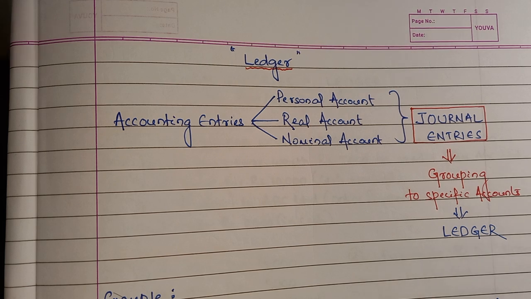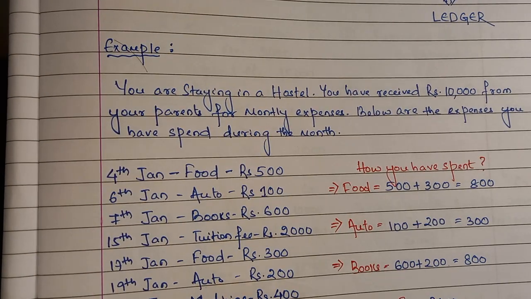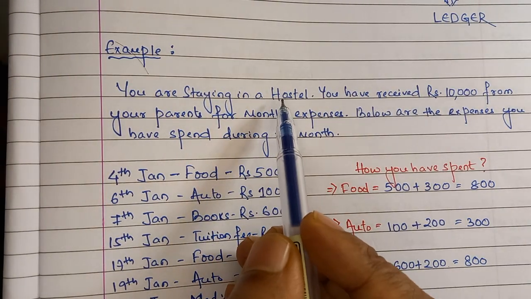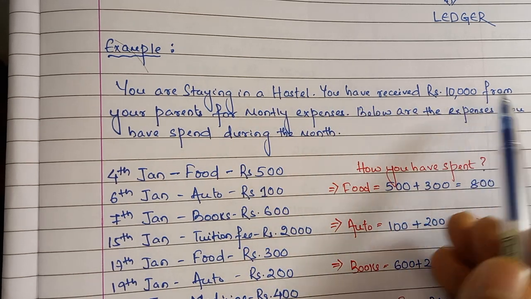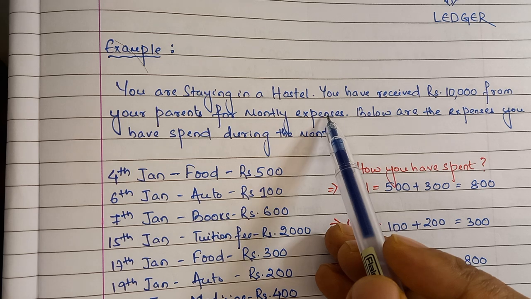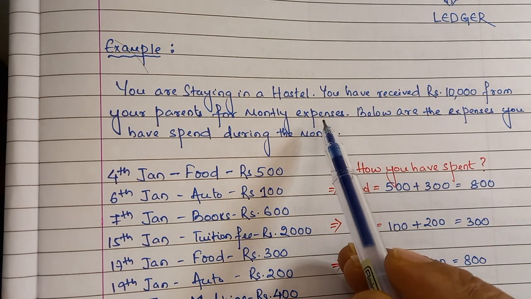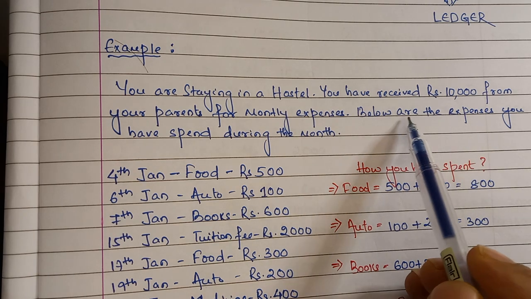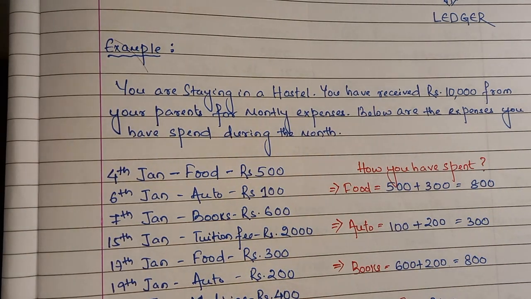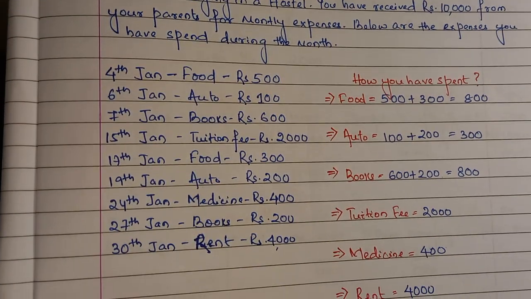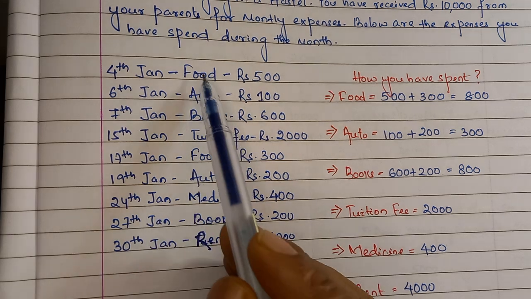To understand further, let's take an example which will be much easier. Suppose you are staying in a hostel. You have received rupees 10,000 from your parents for monthly expenses. Your parents give you monthly money so that you can meet your monthly expenses. Below are the expenses you have spent during the month. So we have a list and nature of the expenses you have incurred. You can see the dates on the left side and the types of expenses.